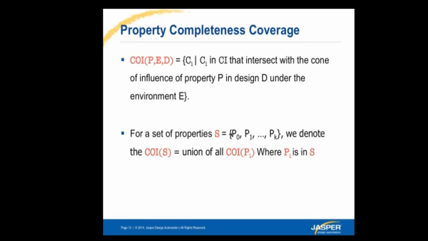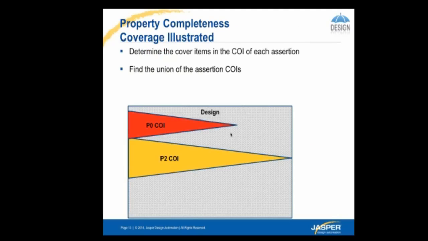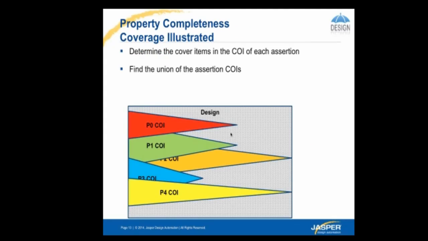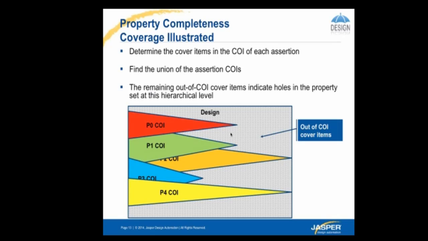To illustrate that, if you think about a set of properties, we identify for each property P0, P1, P2, etc. its cone of influence, and we collect all the cover items that intersect with this cone of influence of the properties. All the cover items that are outside the cone of influence of the properties are not measured or not covered by the properties, and are not part of the coverage contributed by the properties.